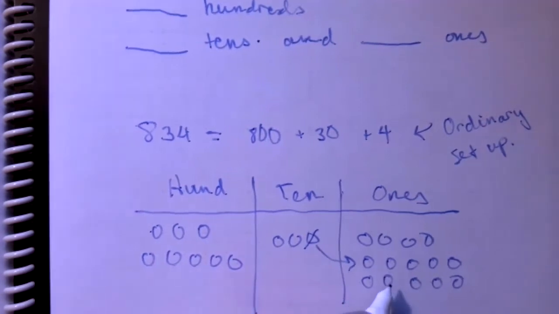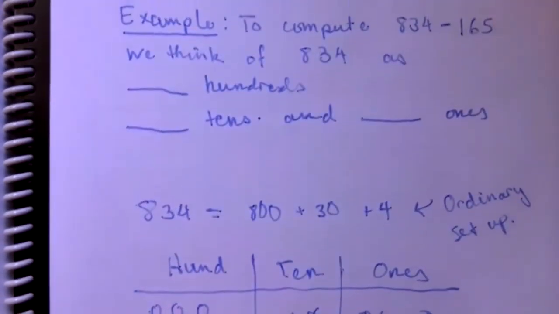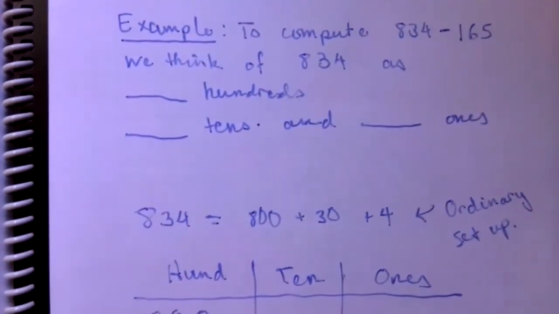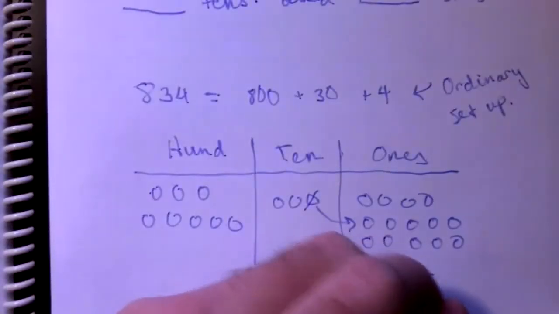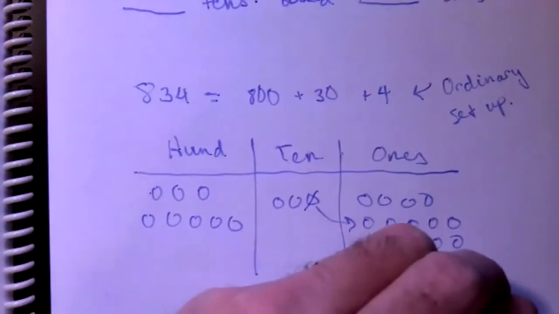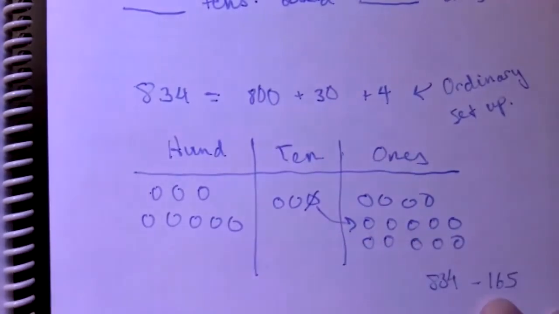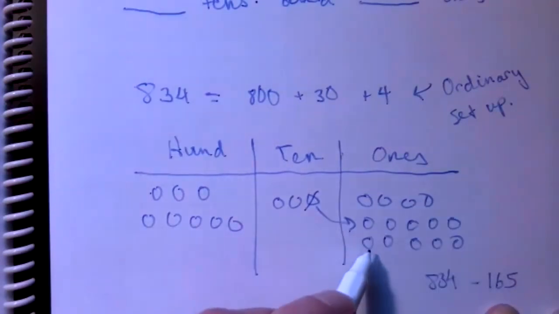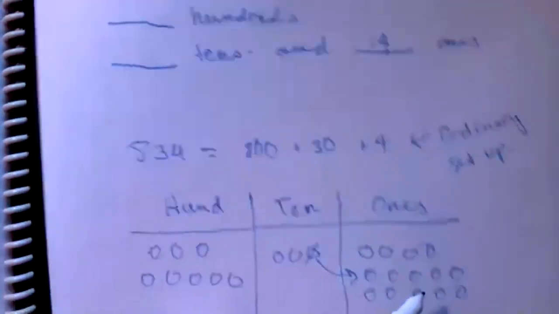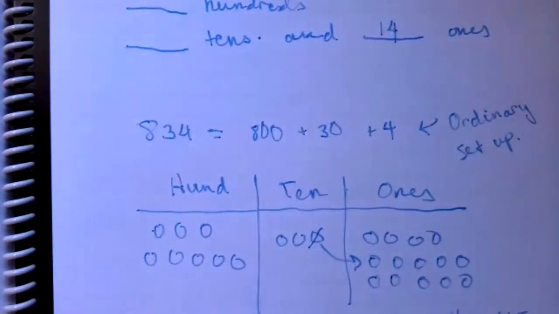Okay. Now, I would argue that there's something else I need to do even, right? Because remember what I'm trying to do. The problem I'm trying to do is 834 minus 165. Okay. So this part is great. If I have 14 ones, I can take away 5. Whereas if I only have 4, it's impossible.